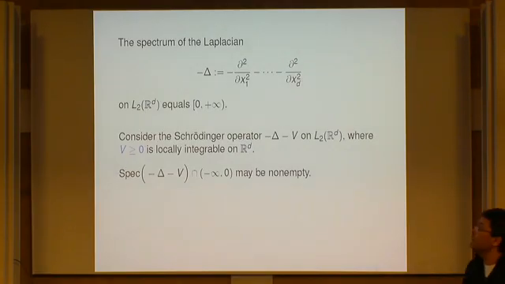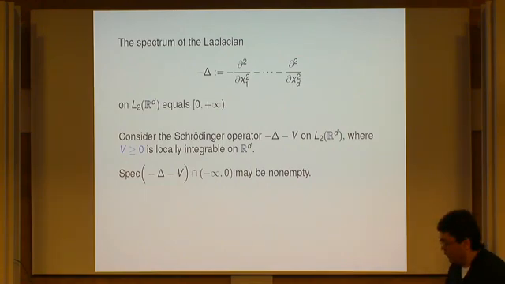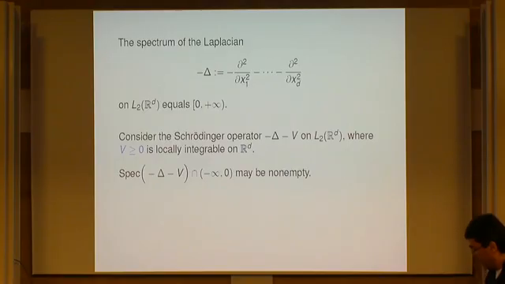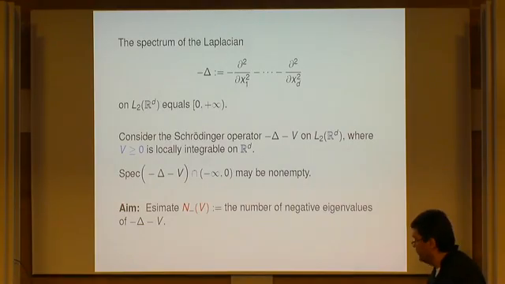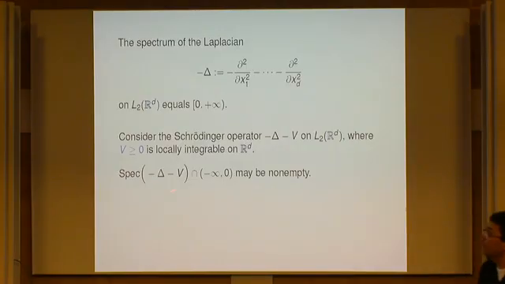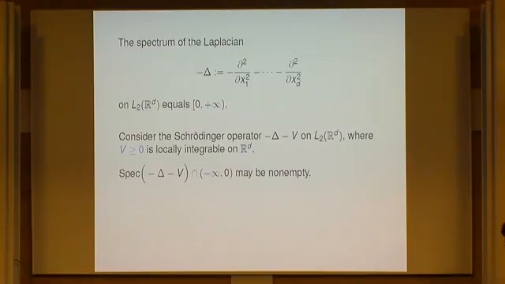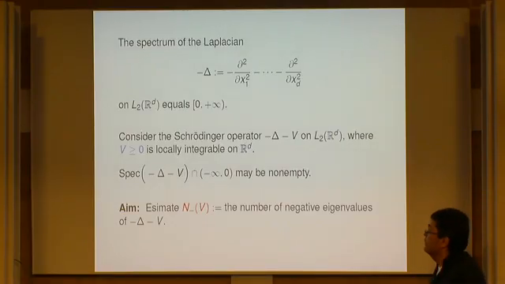And then you consider the Schrödinger operator. You have a non-negative potential, so you subtract. In general, it may move part of the spectrum to the left, so you might expect to have a non-empty intersection. So there might be negative numbers in the spectrum, and you would like to estimate the number of those. So you want to estimate the number of negative eigenvalues.